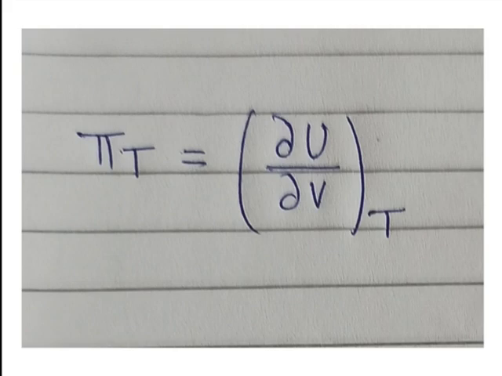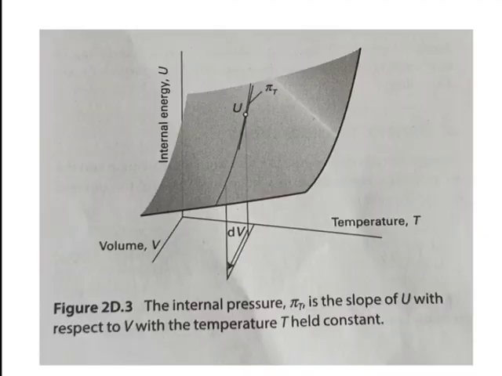As I have told, pi t represents the internal pressure, and internal pressure is equal to du by dv at constant temperature. So we know the molar heat capacity at constant volume is du by dt at constant volume, but here there is a change. One is varying and one is constant. Here internal energy is changing with respect to change in volume, and temperature is constant. So this term is known as internal pressure, and this is denoted in the next diagram.